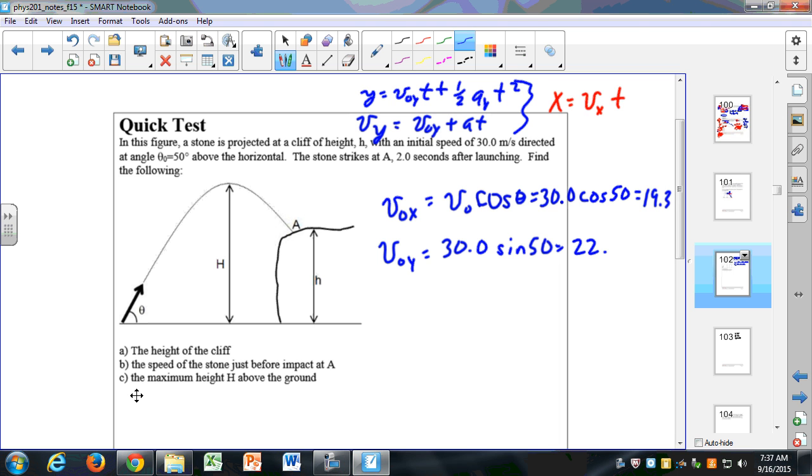22.0. So 23 then. All right, 23. So those are our V naught x and our V naught y.